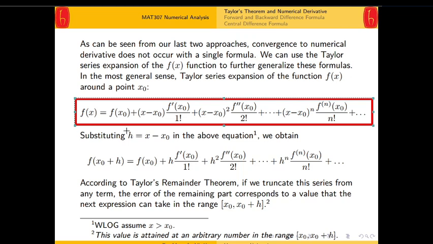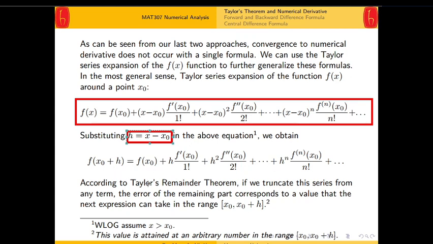If we substitute h equal to x minus x naught in this formulation, then we see f(x naught plus h) is equal to f(x naught) plus h times the first derivative of f at x naught divided by 1 factorial, plus the second derivative at x naught divided by 2 factorial times h squared, and so on. In general, we will have h to the n times the nth derivative of f at x naught divided by n factorial, and it will continue like that.